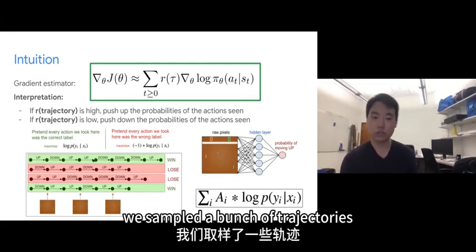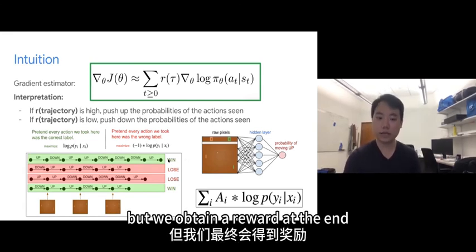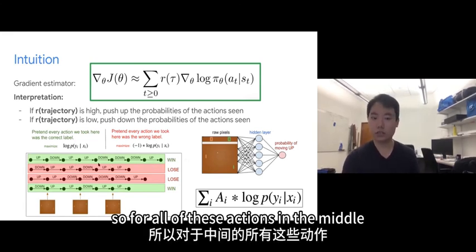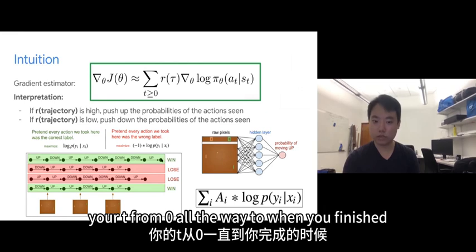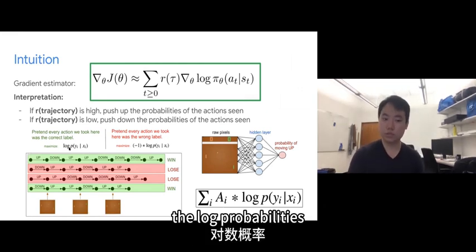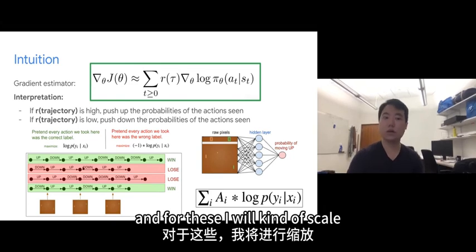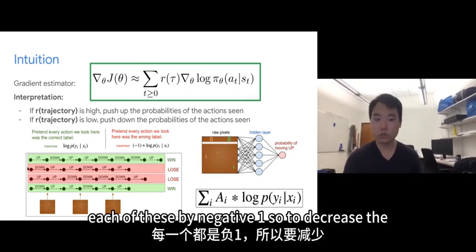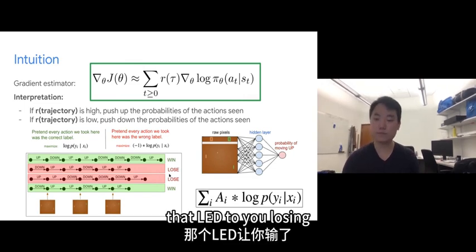We sampled a bunch of trajectories. We don't know what happened in the middle, but we obtain a reward at the end. So for all of these actions in the middle, so for all the summation over your t from 0 all the way to when you finished, I'm going to try to maximize the log probabilities scaled by positive reward, positive 1. And for these, I would scale each of these by negative 1, so as to decrease the probabilities of taking these actions that led to you losing.